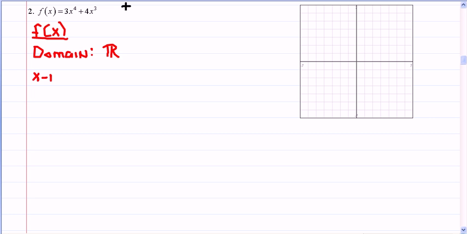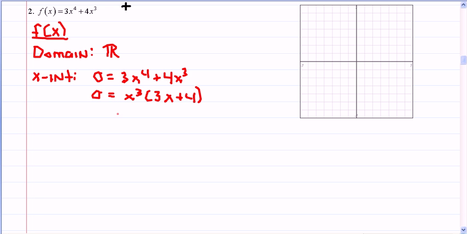So the next thing I find is the x-intercept, and the way I find the x-intercept is I set y equal to 0, and I factor the numerator, and I take x cubed, set it equal to 0, 3x plus 4, set it equal to 0, and I get x equals 0, and x equals -4/3.